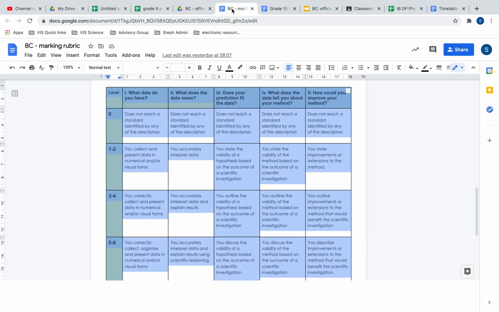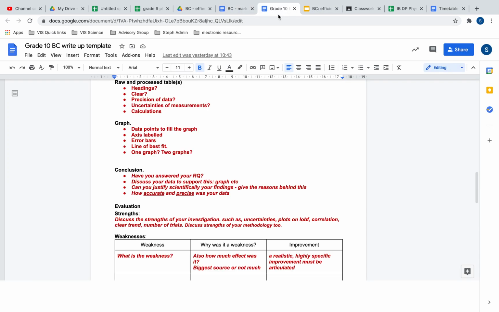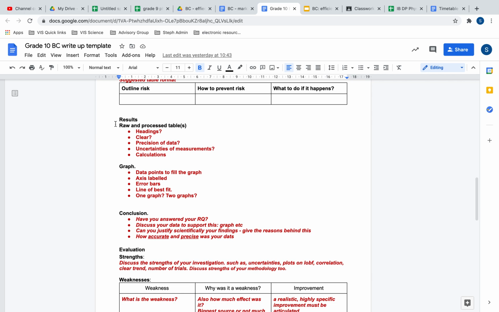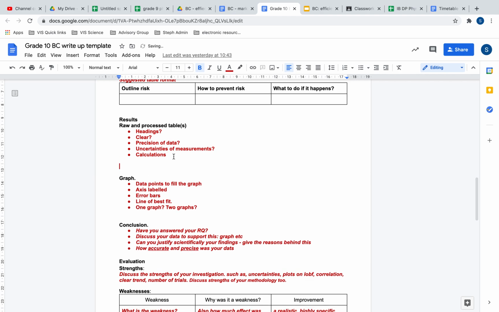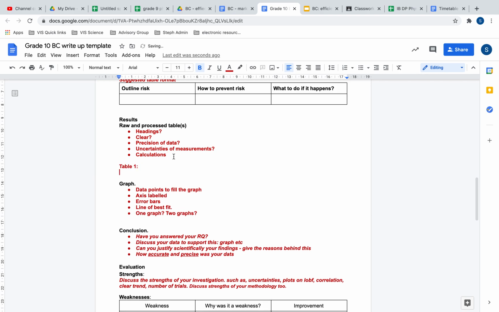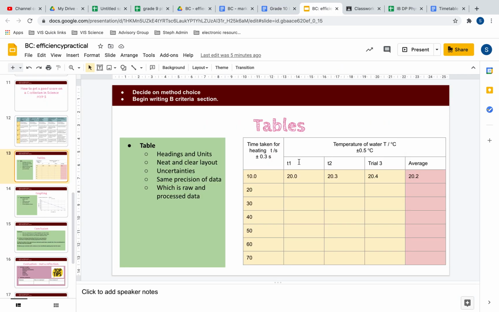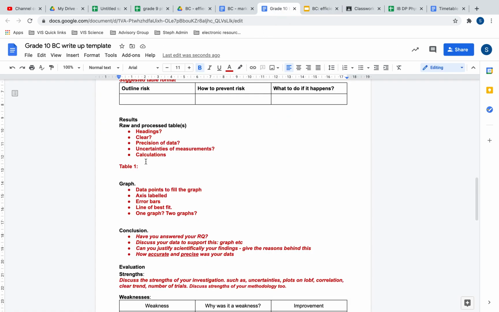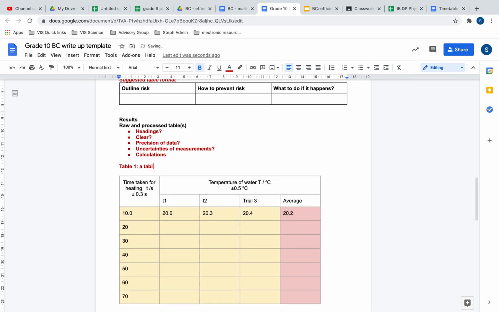Just to go through in terms of structuring then, wrong one, here we go. I normally then have my results, so underneath when I started my C, I have my raw and processed data tables or table. Again, if I'm doing this, I'll normally have things like table 1, and I'll put my table in, let's say the same one I just had here, like so. I might just add that in, and I'll say a table of temperature and time.